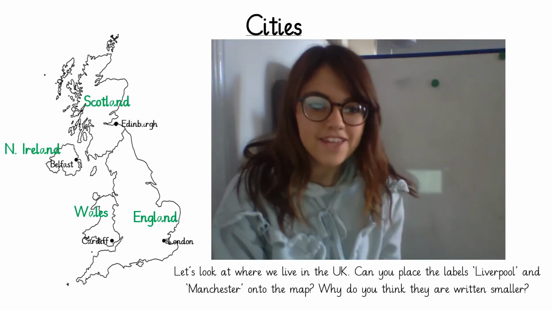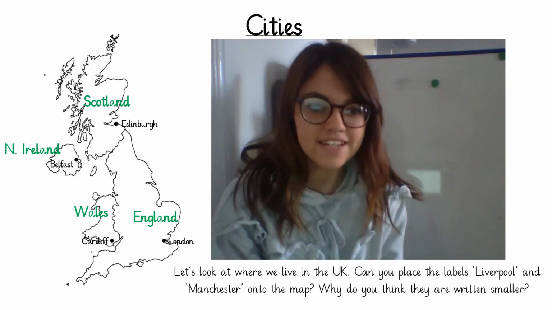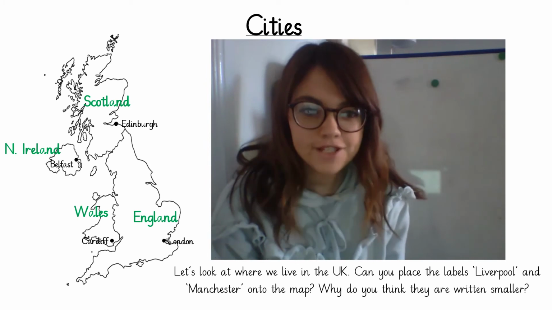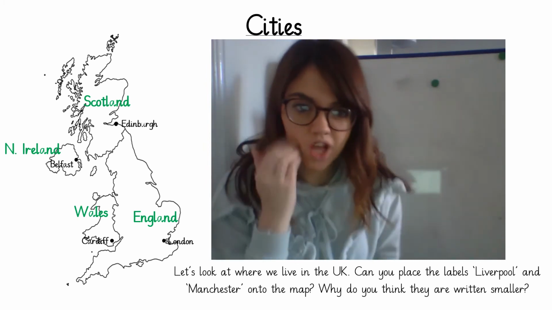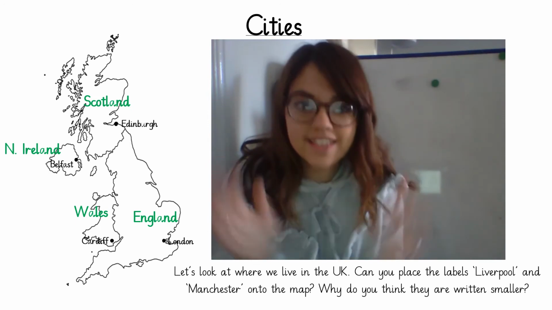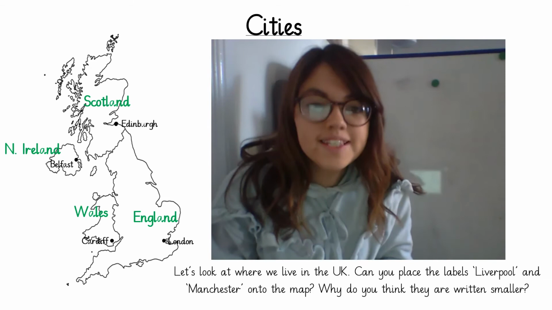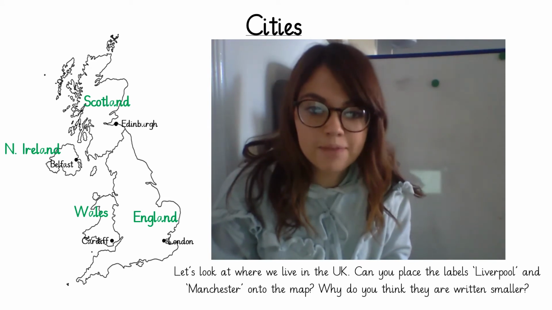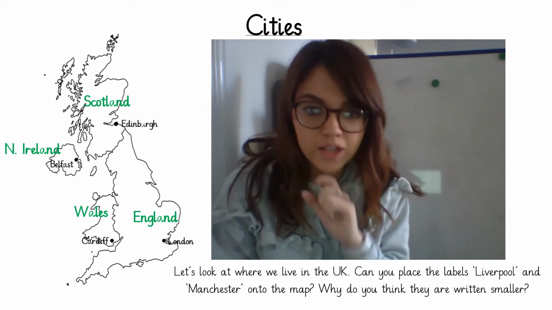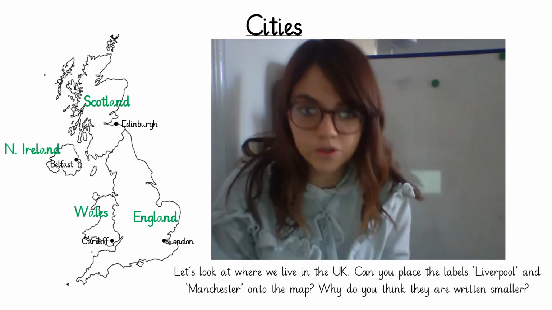Okay guys, so now that you can see our map on the screen, you can see the difference in the sizing of the labels again. So you can see the bigger words like Scotland, Northern Ireland, Wales, England. They are our countries, so they are the biggest word. The country is the biggest part. You can see the other words as well, the names of the capital cities are written a little bit smaller, and that is because they are a small part within that country.